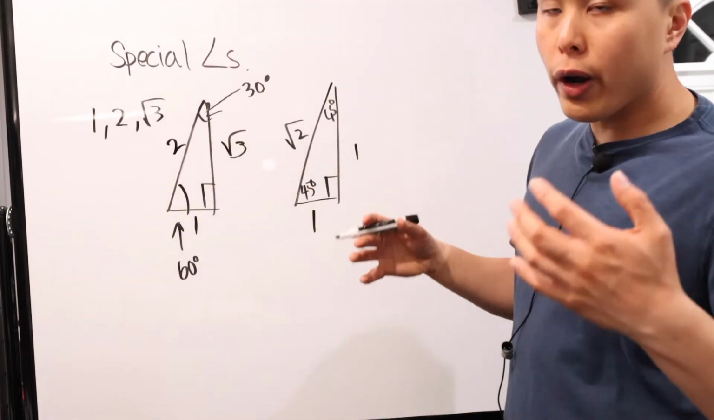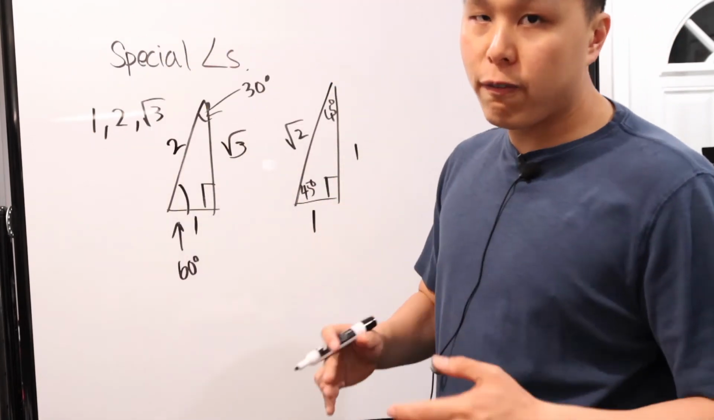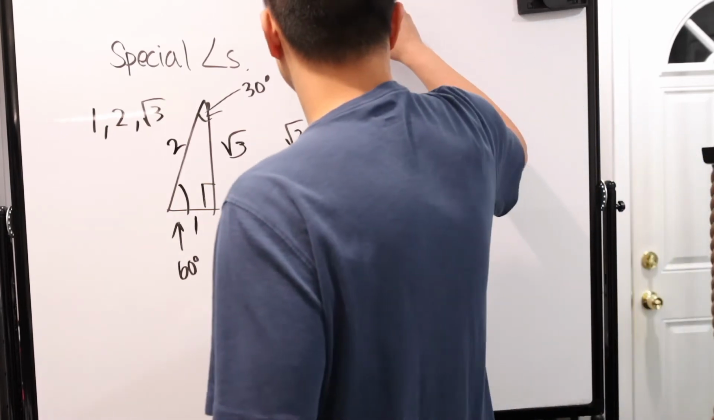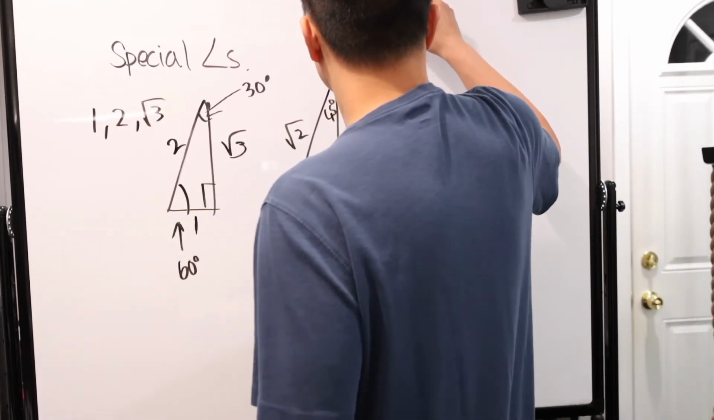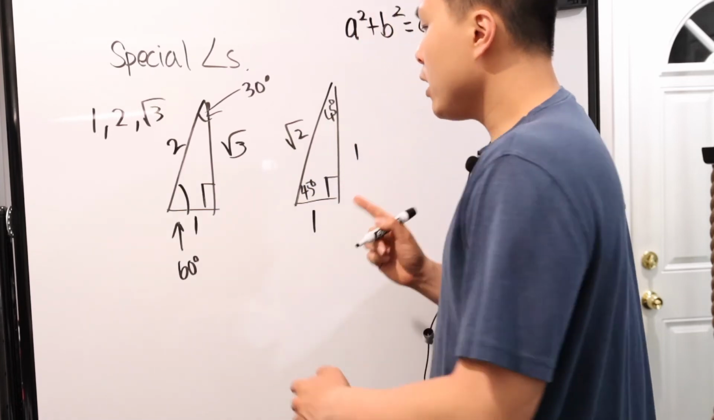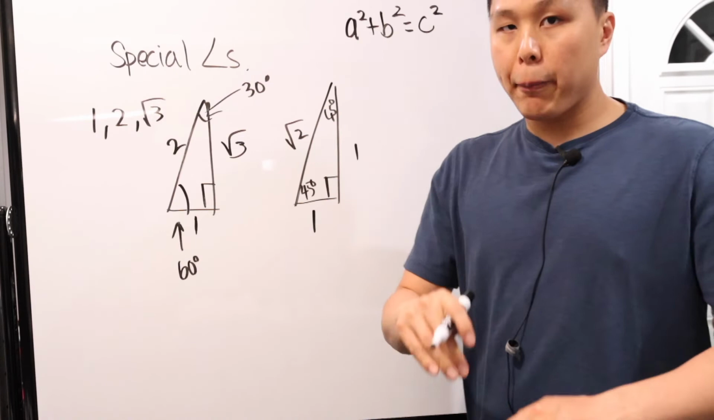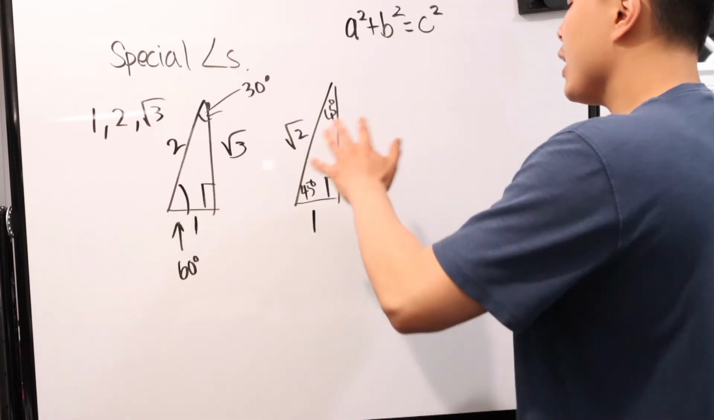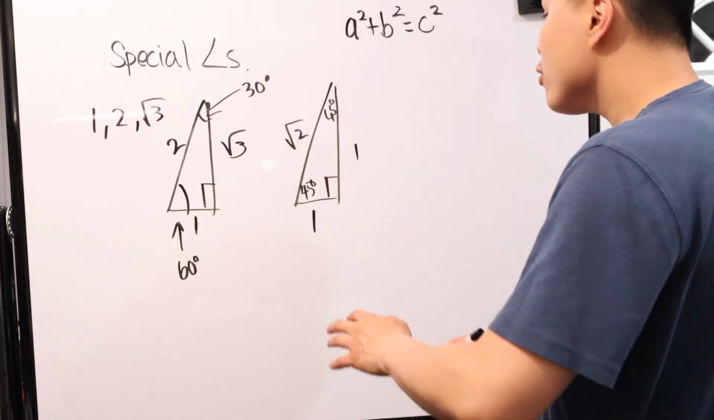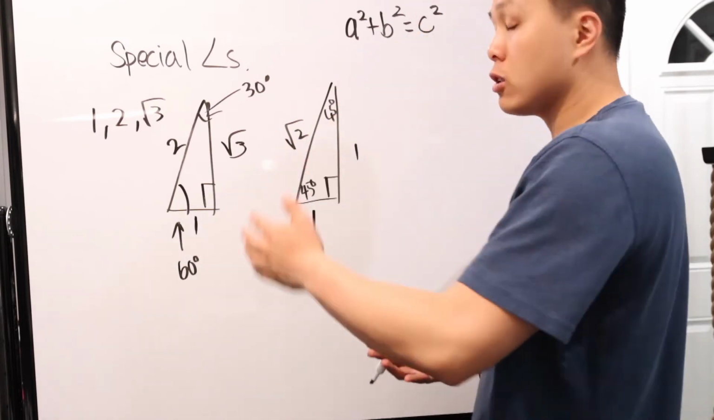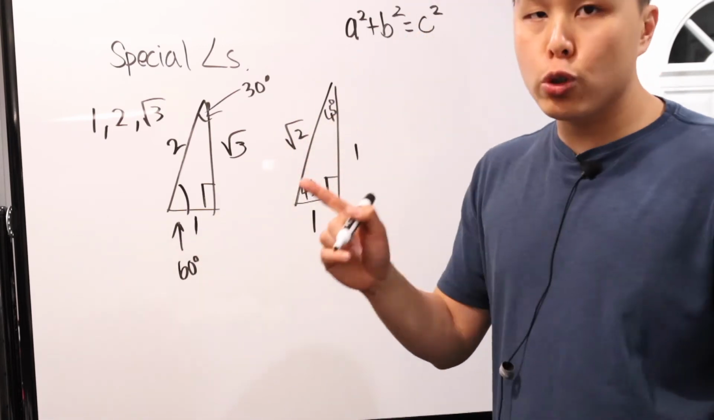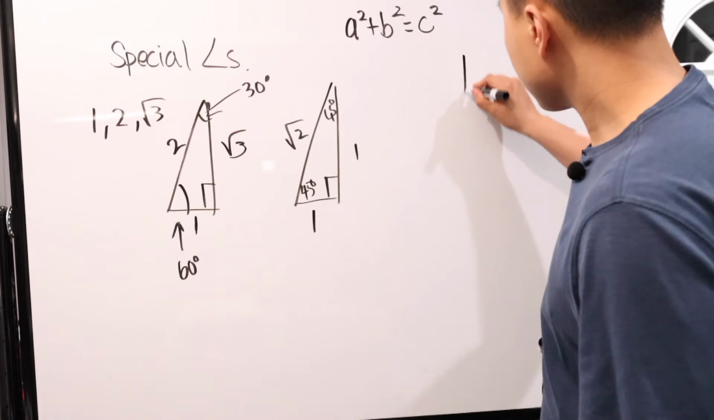Okay, and if you're ever not sure, always verify with the Pythagorean theorem, a squared plus b squared equals c squared, where a and b are the 2 sides that are not the hypotenuse, and c is the hypotenuse itself. Okay, so that's to verify. Now, why is this important? Other than the fact that you will have questions just on special triangles, this helps you create the unit circle.